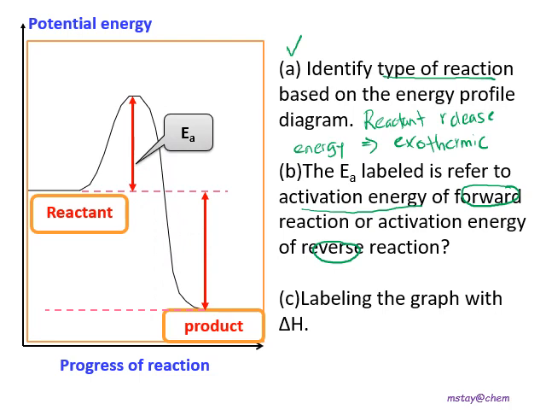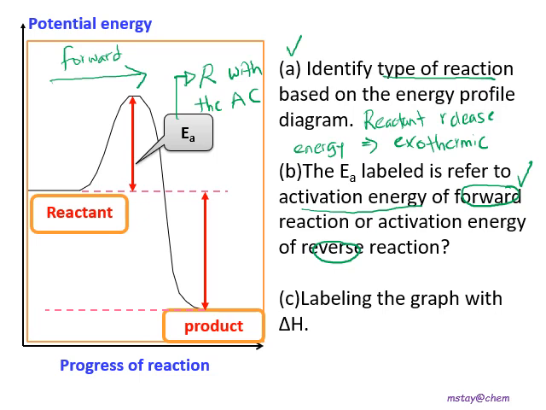As we already know, activation energy refers to the energy gap between the reactant and the activated complex. I simplify with AC for activated complex and R for the reactant. Because of this process here, this one is forward. Forward means moving to the right. So that's why this activation energy refers to the forward reaction. Forward activation energy.